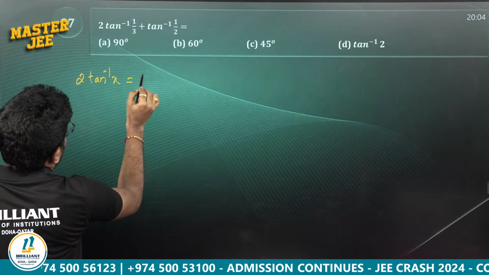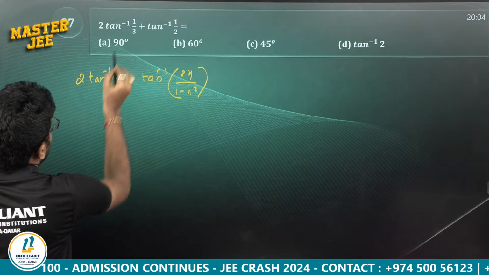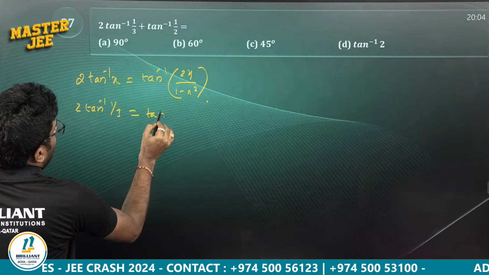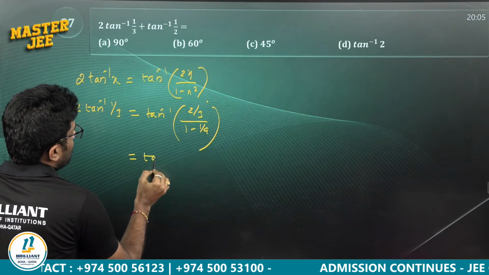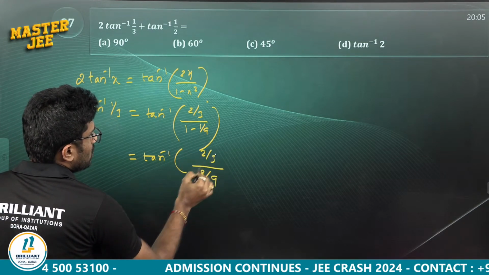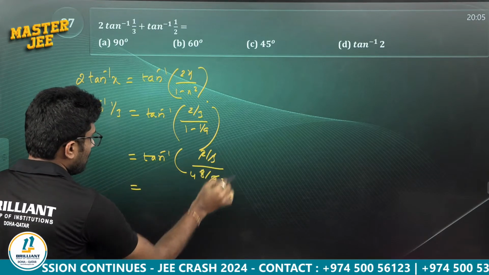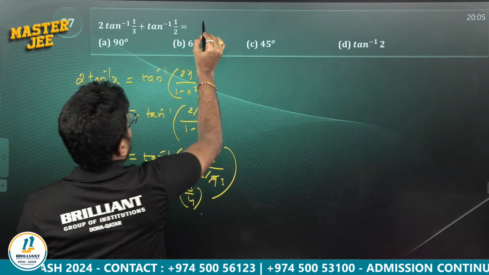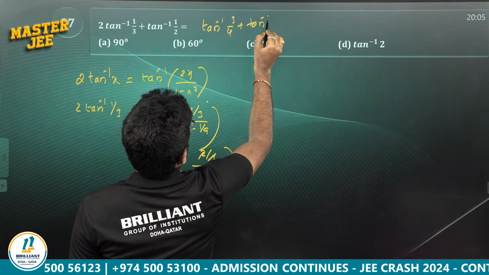2 tan inverse x is equal to tan inverse of 2x by 1 minus x square. So 2 tan inverse 1 by 3 means tan inverse of 2 by 3 by 1 minus 1 by 9. That becomes tan inverse of 2 by 3 over 8 by 9. So this clearly becomes tan inverse of 3 by 4. Now this is entirely tan inverse of 3 by 4 plus tan inverse of 1 by 2.